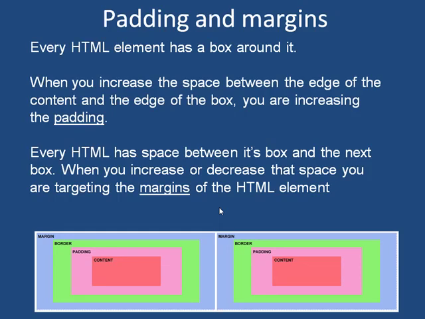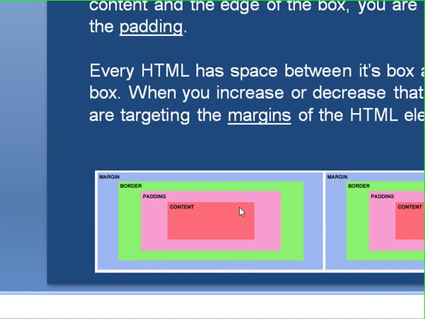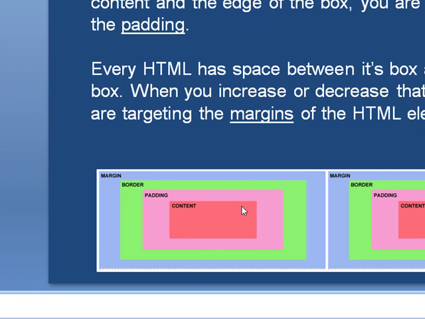Padding and margins are two CSS attributes that you're going to find yourself tweaking an awful lot to get the layout that you want. So let's talk about what they are. First of all, to understand, every bit of HTML actually has an invisible box around it. When you increase the space between the edge of the content and its box around it, you're increasing the padding.